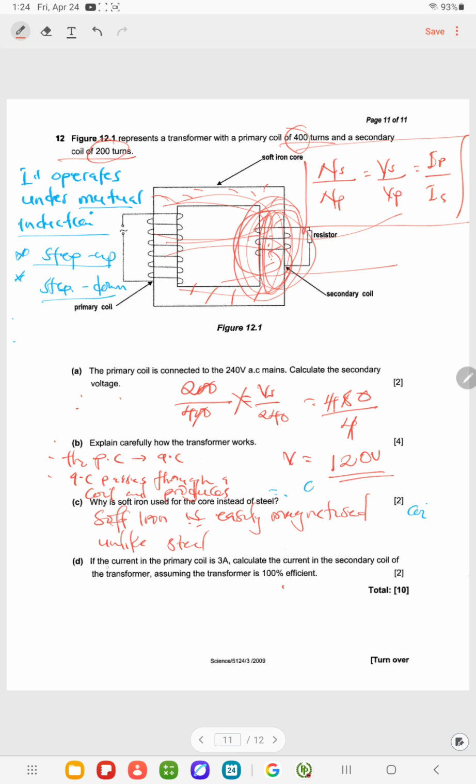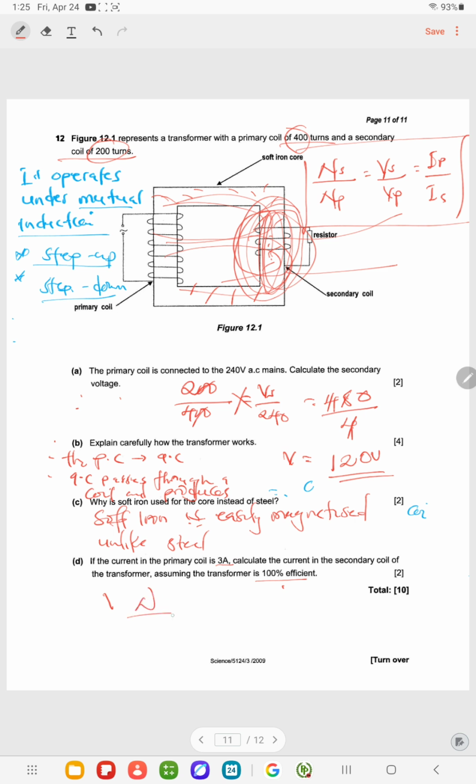The last question is saying, if the current in the primary coil is 3 amps, calculate the current in the secondary coil of the transformer, assuming that the transformer is 100% efficient. Now we need to understand that no machine can be 100% efficient. This is the reason why we are saying we are just assuming that it is 100% efficient.